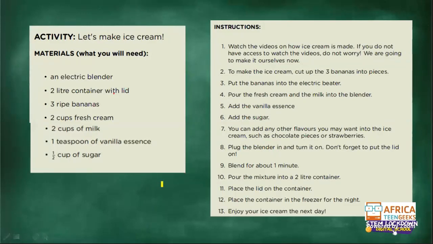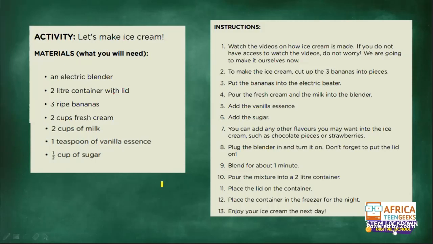Pour the fresh cream and the milk into the blender. Again, see it in your mind's eye and quickly think if fresh cream and milk is a solid or is it a liquid. Also do the same with the vanilla essence. That's the next ingredient. Add the vanilla essence and then add the sugar. So also think about sugar. Is it a liquid or is it a solid?